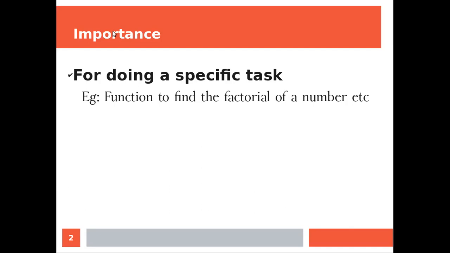So let us consider an example. If you want to find the factorial of numbers within a range between n and m, you want to calculate the factorial of n, then n plus 1, n plus 2, up to m. So what you can do is write a function to find the factorial of a number, and then in the main function write a for loop and call this factorial function to calculate the factorial of each number up to m.